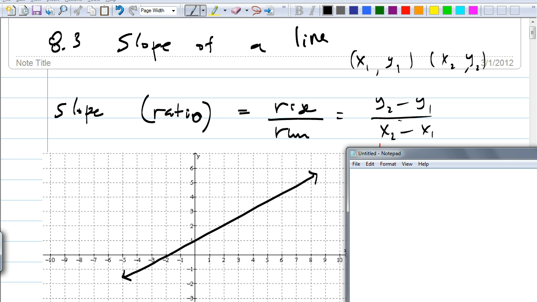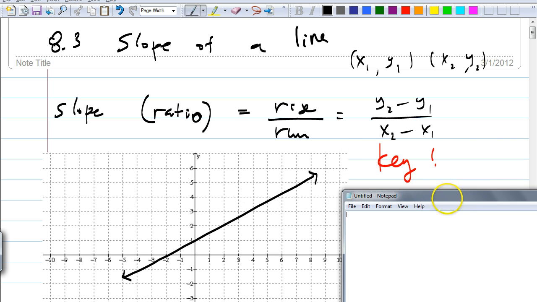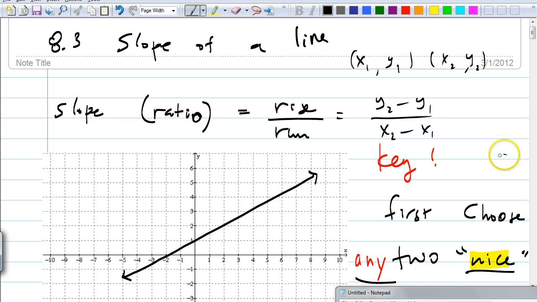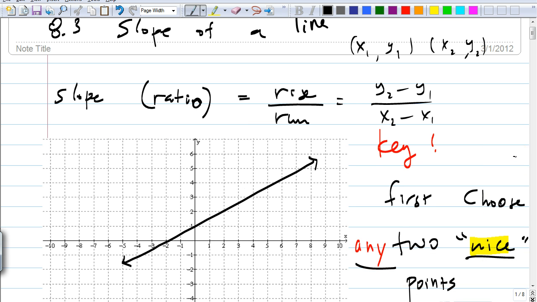What's the key step or the first step you got to do before finding the slope? Yes? Thank you. You have to find the 2 points, that is correct. So Rania is correct. Key is to find, first, choose any 2 nice points. I mean, you could choose any 2 points, but what do you think I mean by nice points? Yes, Nicole? Yeah, points that fall exactly where the x and y axis cross and so forth.